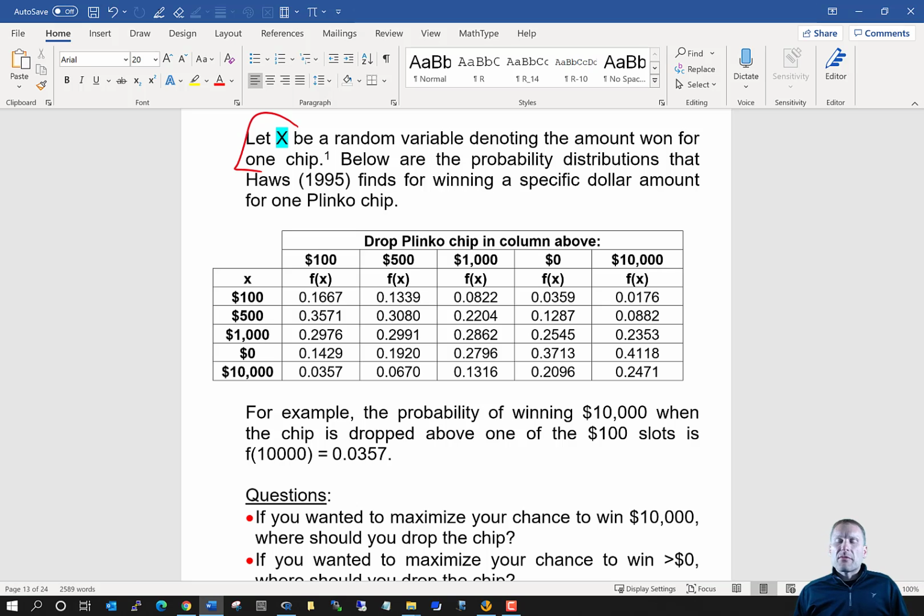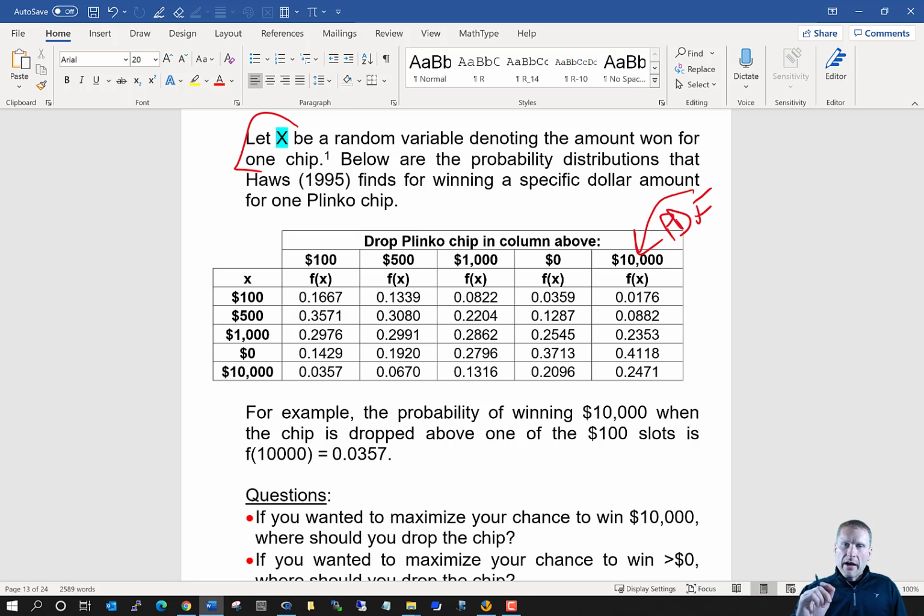And there's a paper that has actually computed the corresponding probabilities for if I were to drop the chip right in the middle of the board, meaning right above the $10,000 spot. What would be the probability that one would win $10,000? What would be the probability that they win $0? What would be the probability that they win $1,000, and so on? And with that, we have a PDF, a probability distribution function.